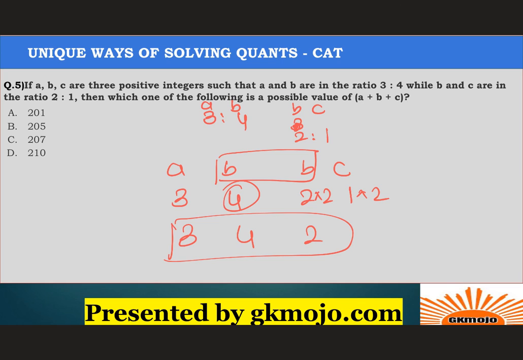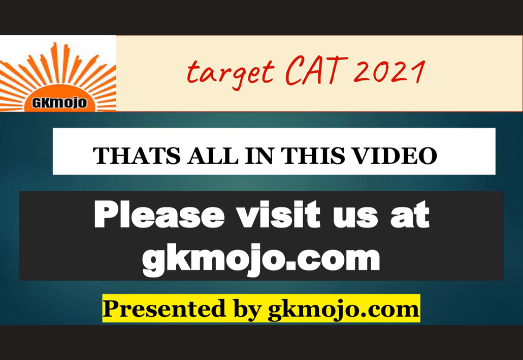Now 3:4:2. So they have asked for the value of A + B + C. If we add this, we get somewhere around 9, right? We get 9. So the value is a multiple of 9K, whatever that is. We do not know because it is a ratio, right? But out of all these 4 numbers, only 207 is a number which is a multiple of 9, right? So that is your correct answer. No other number is possible. So that's all in this video. Please visit us at gkmojo.com. Thank you.